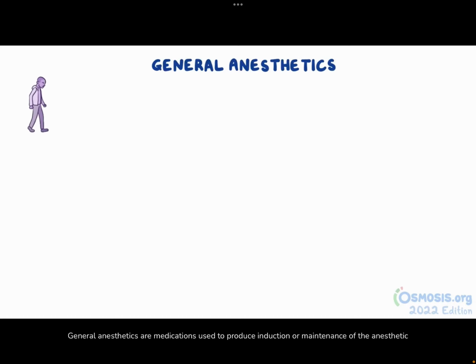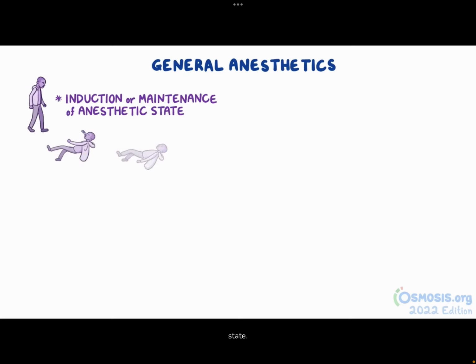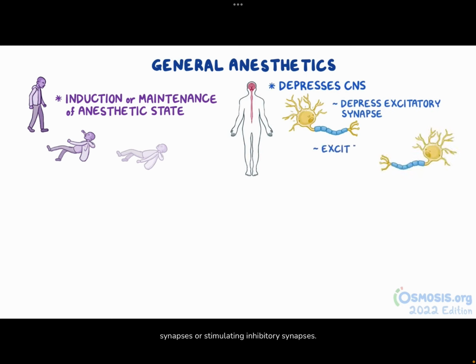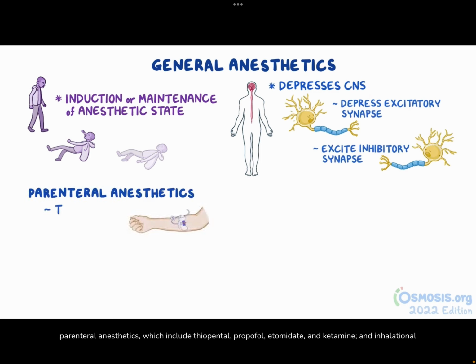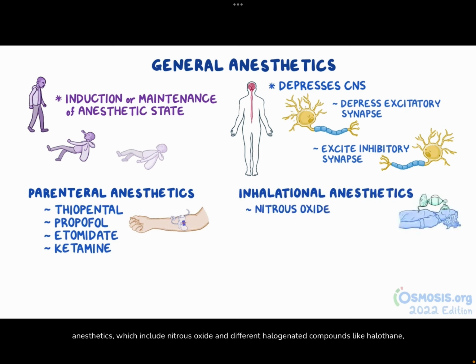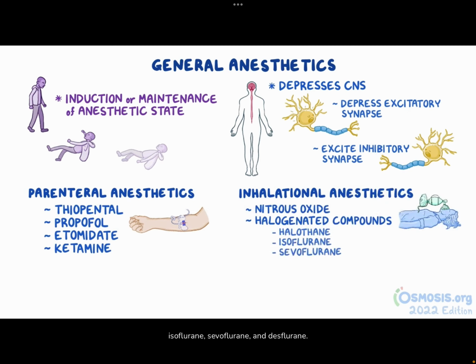General anesthetics are medications used to produce induction or maintenance of the anesthetic state. The role of general anesthetics is to depress the central nervous system by depressing excitatory synapses or stimulating inhibitory synapses. Depending on how anesthetics are administered, there are 2 classes of general anesthetics. Parenteral anesthetics, which include thiopental, propofol, etomidate, and ketamine, and inhalational anesthetics, which include nitrous oxide and different halogenated compounds like halothane, isoflurane, sevoflurane, and desflurane.